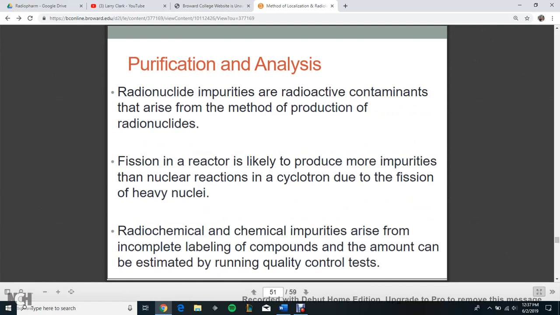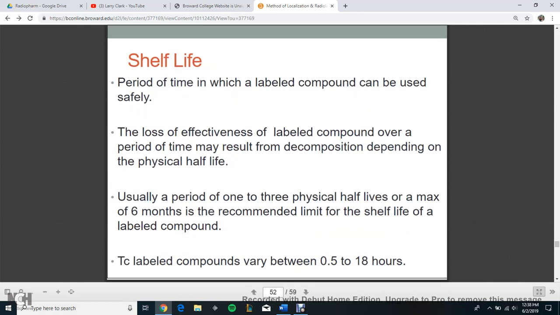Purification and analysis. Radionuclide impurities are radioactive contaminants that arise from the method of production of radionuclides. Fission in a reactor is likely to produce more impurities than nuclear reactions in the cyclotron due to the fission of heavy nuclei. Radiochemical and chemical impurities arise from the incomplete labeling of the compounds, and the amount can be estimated by running quality control tests.